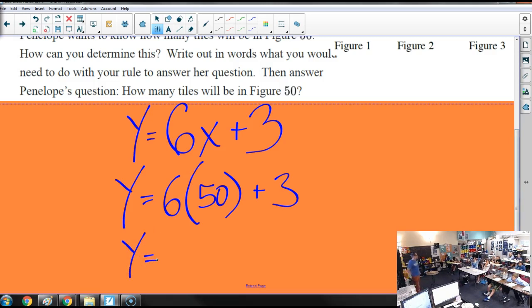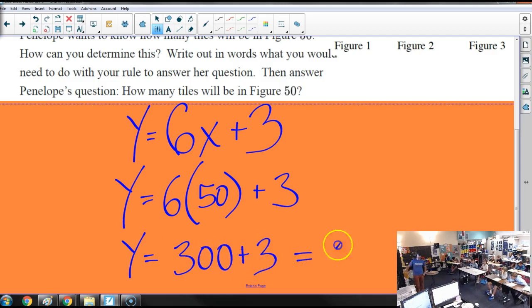Make this easy. What's 6 times 5? 30. Put the extra 0 on. Plus 3. So Y comes out to be a final answer of 303. Should we write this 303 units squared? So it's actually going to be 303 tiles is what we just solved for. So what the Y value was telling us was how many tiles are necessary to create the figure.